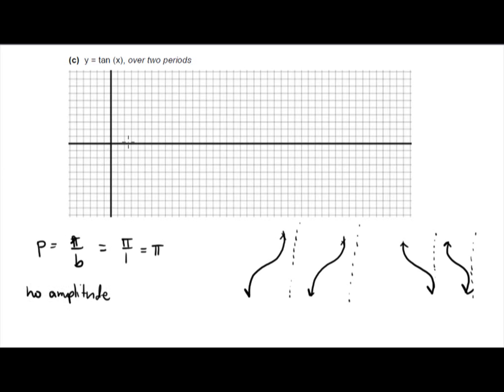So let's plot the pi. Let's count it evenly. So 1, 2, 3, 4, 5, 6, 7, 8, 9, 10. Let's plot it at the 10th. Okay, so the period is pi.